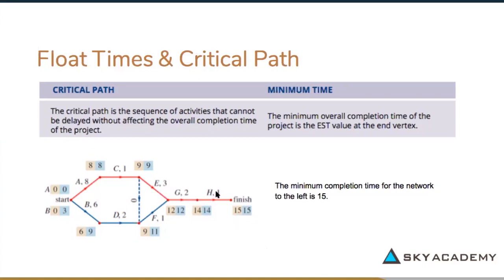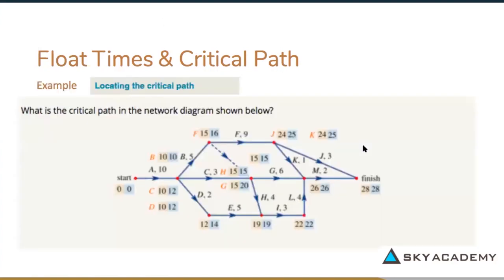Now, let's have a look at this example, and we have been asked to find the critical path. So what we're going to do is calculate the float times for each activity. If you have a look here, 10 minus 10 would give us 0. 12 minus 10 would give us 2. 12 minus 10 would give us 2. So those two would not be on the critical path.